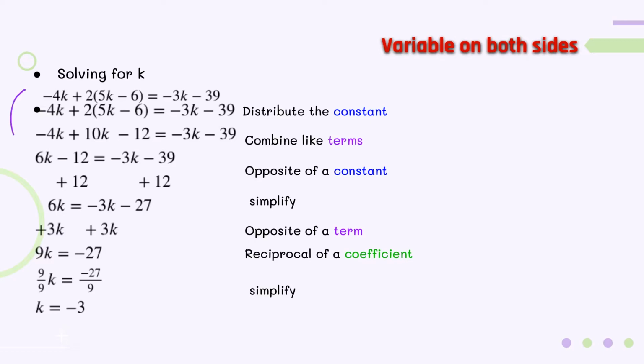So here is the work, much neater than my own handwriting. What I did first was distribute the constant. Then I combined my like terms. In this case, I added the opposite of my constant. In the previous example, I added the opposite of my term. Either way will work. Then you simplify. I used my opposite of a term. I then used my reciprocal of a coefficient. I simplified to get k is equal to negative 3.